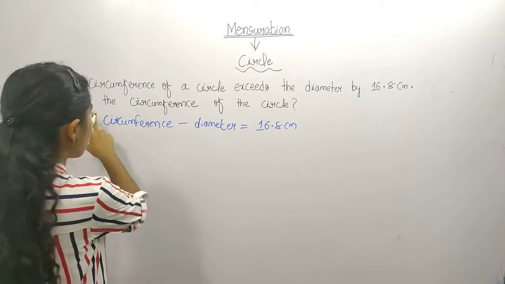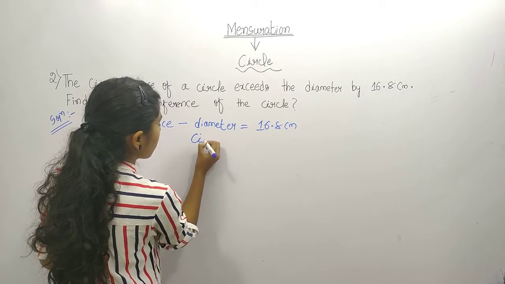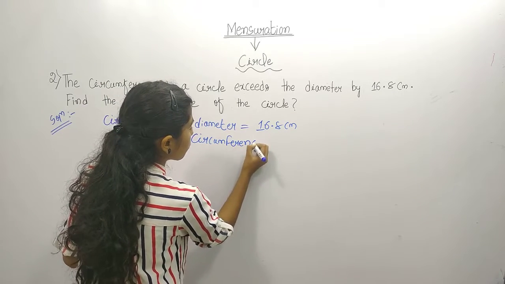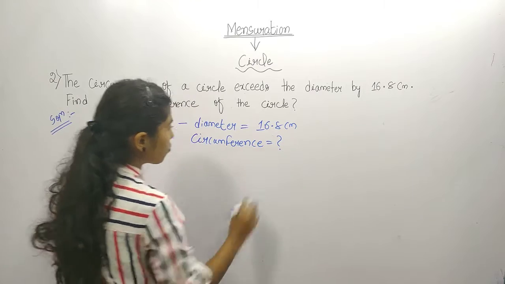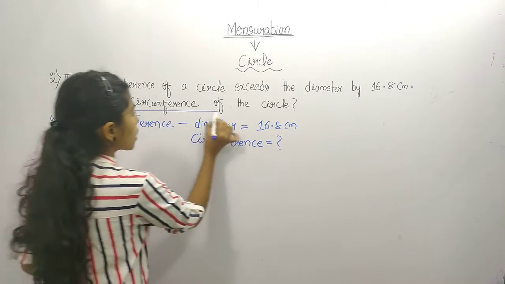This is given in the question. What is asked in the question? You have to find the circumference. So here we have to find the circumference. Let's see what you have to do. First you see this first.